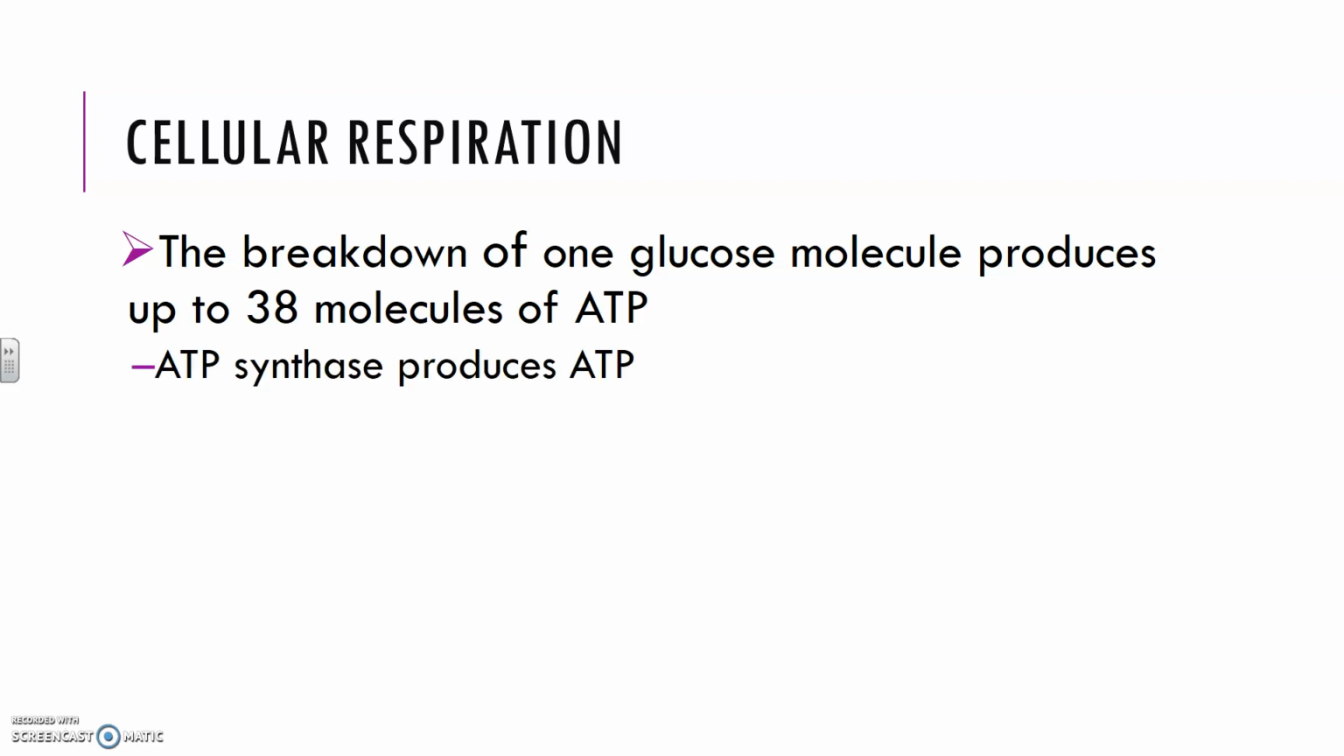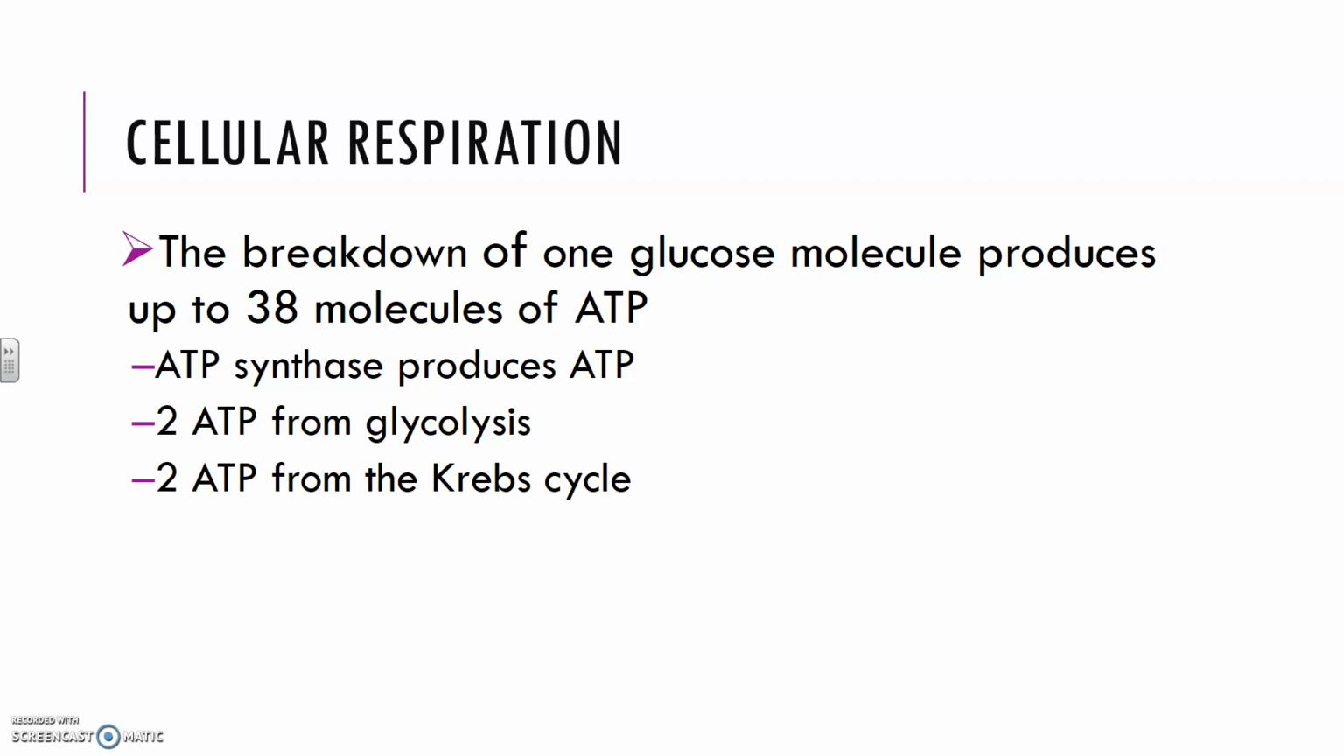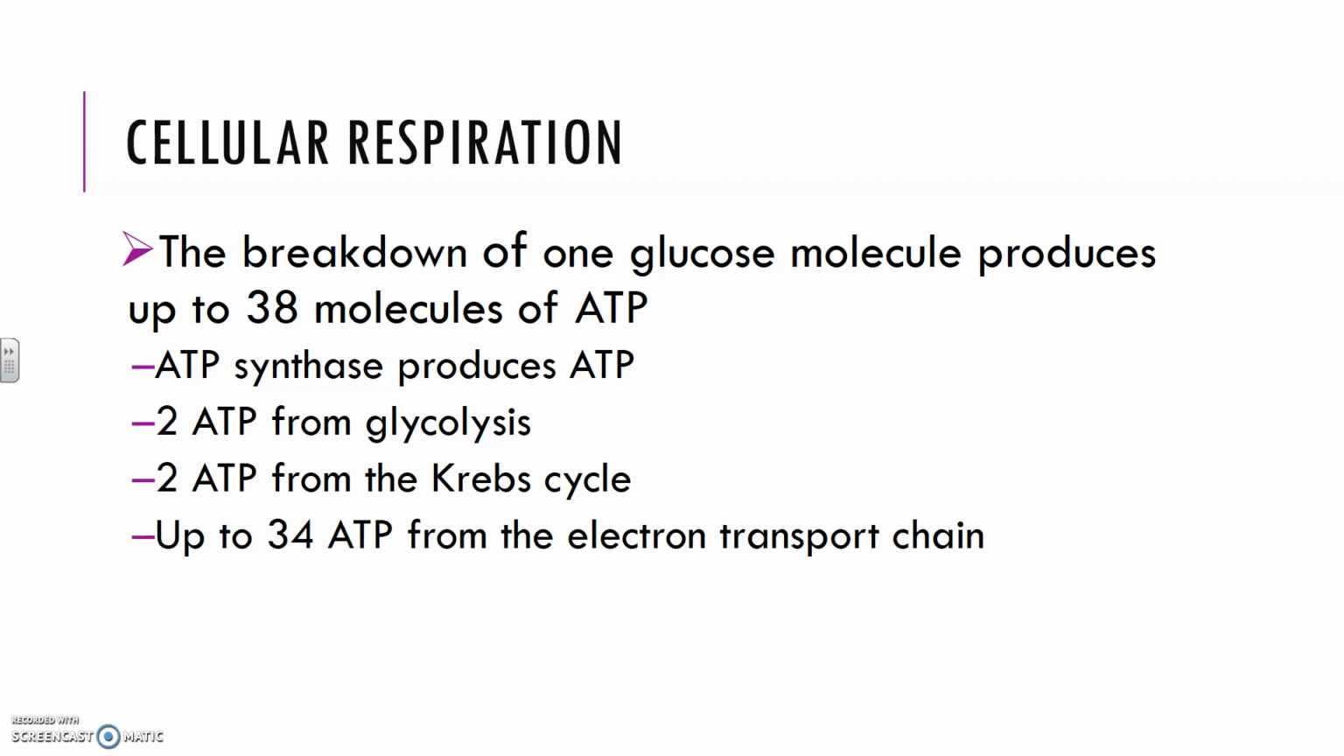And then ATP synthase again shows up and it produces the ATP. So in this case, the ATP synthase is found in the inner membrane of the mitochondria. In photosynthesis, it was found in the thylakoid membranes, okay, which was also the inner membrane of the chloroplast. So you do also get your 2 ATP from glycolysis. Okay, you get 2 ATP out of the Krebs cycle, and up to 34 ATP from the electron transport chain. So you can get a max of that 38 molecules of ATP from the entire process of cellular respiration.